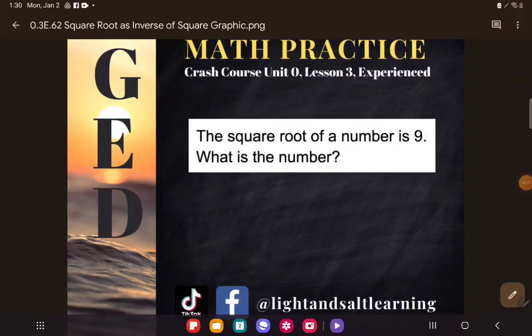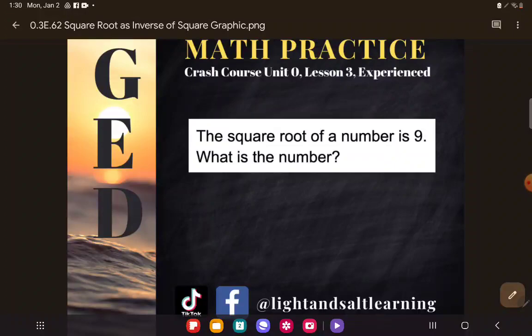Hey GED students, fair warning, I am trying to trick you with my wording. What a jerk. But hey, fair game, because that's the kind of stuff the GED does. So if you're not a close reader, you're about to get this problem wrong. Let me show you what I mean.